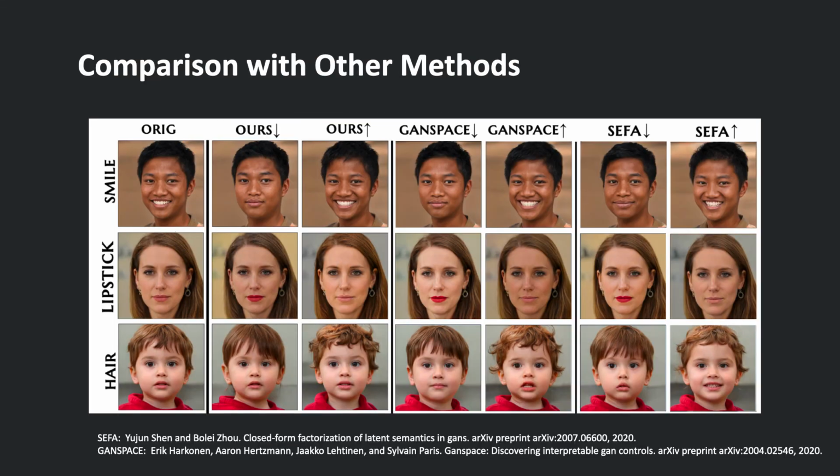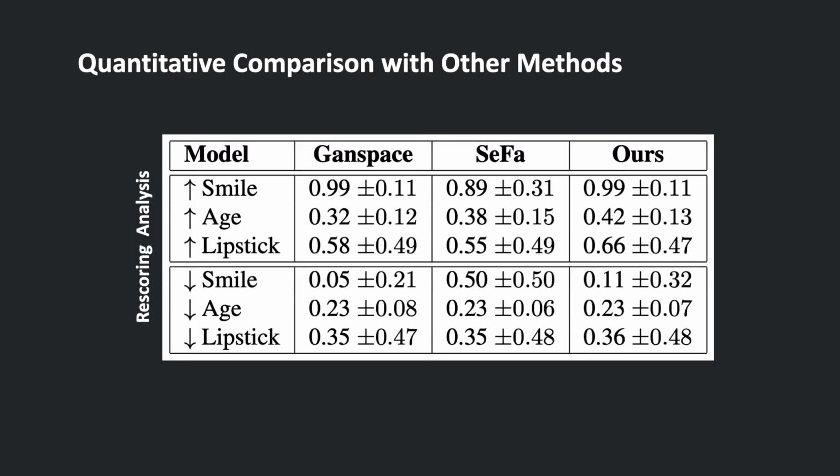Results of our method on FFHQ dataset are competitive with other state-of-the-art unsupervised methods such as Cepha and GANSpace. To understand how our method compares to the competitors in quantitative terms, we performed a risk scoring analysis using predictors released by StyleGAN2 for smile, age, and lipstick attributes. All methods achieve similar changes in scores of classifiers over 500 randomly generated images.